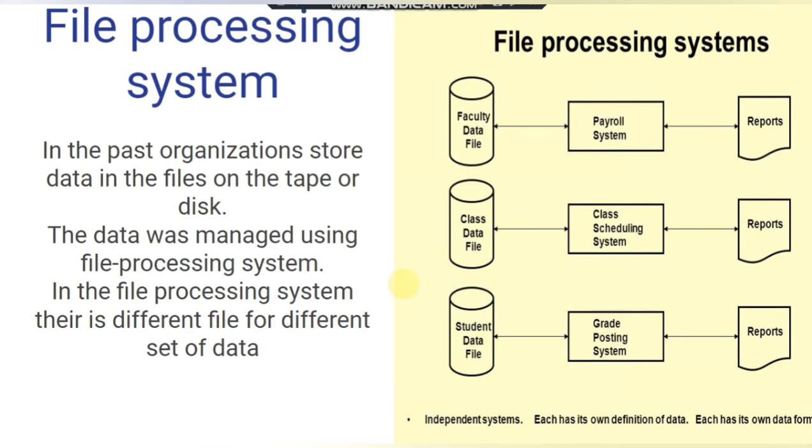So in a file processing system, for example, we have an organization. We have employees, so for employees we have a file. We have an account system, so we have an account file for that organization. Everything is not related to each other. That is why data management is very difficult, and that is why file processing systems were abandoned by organizations.